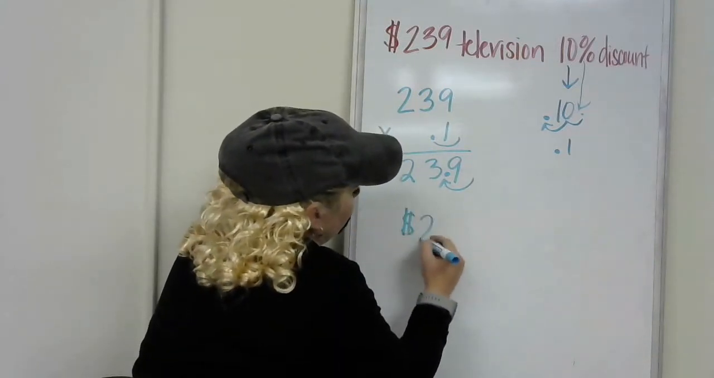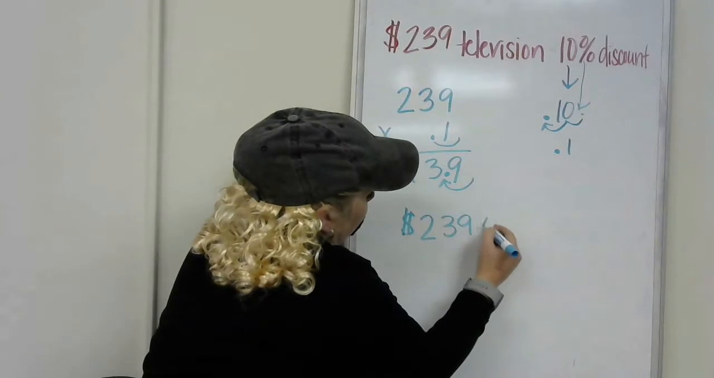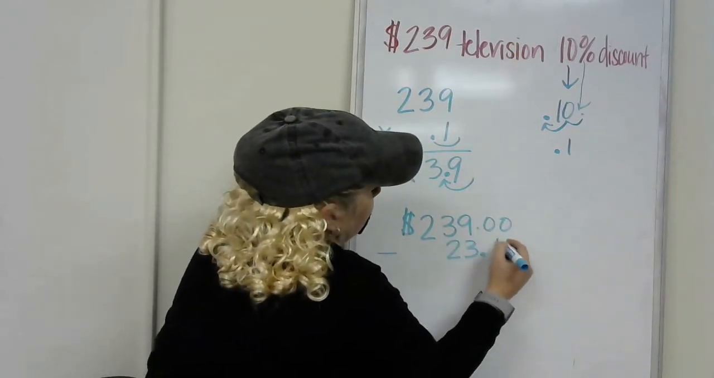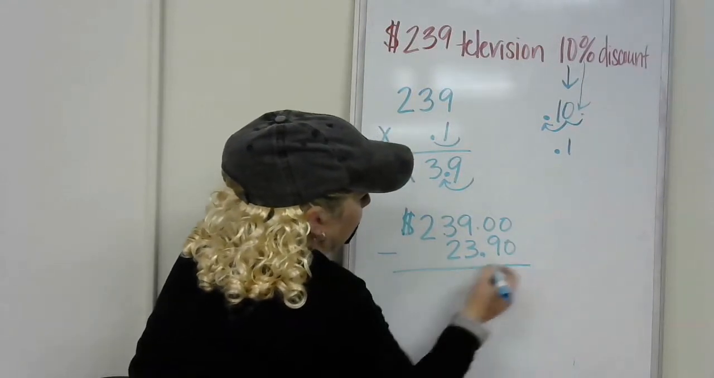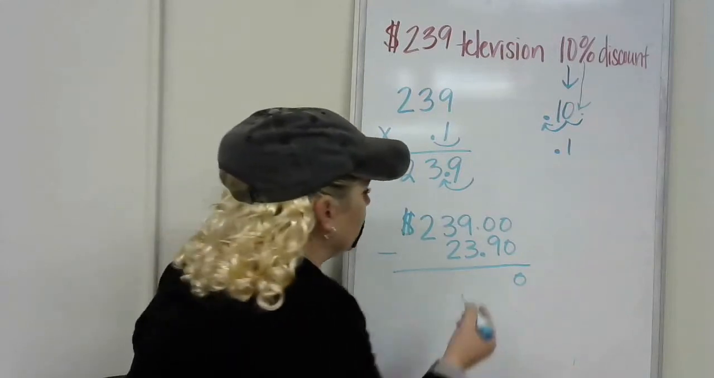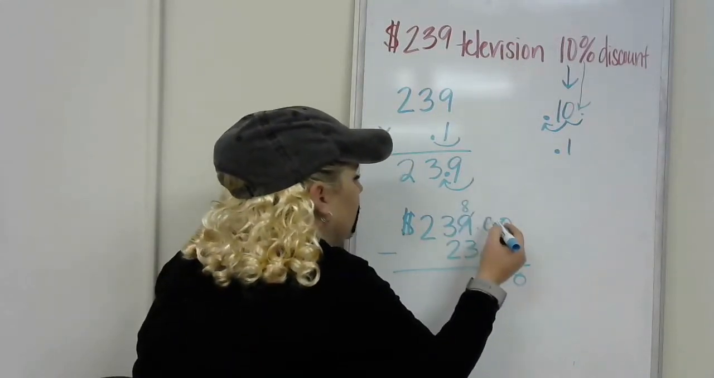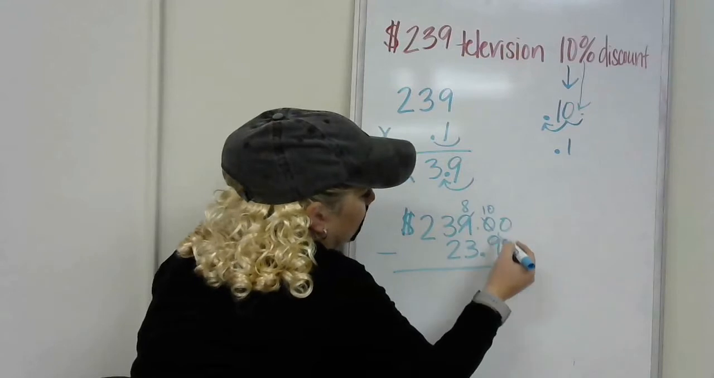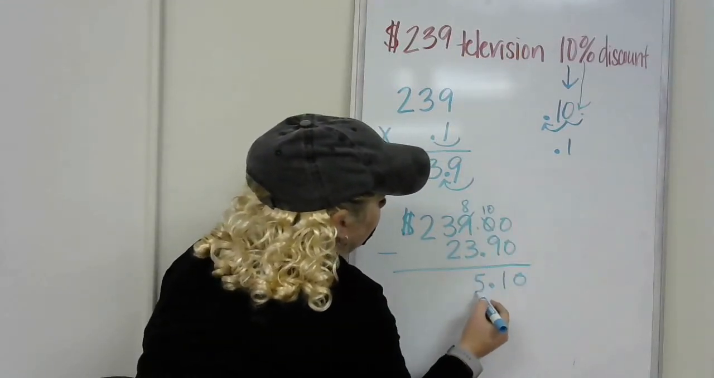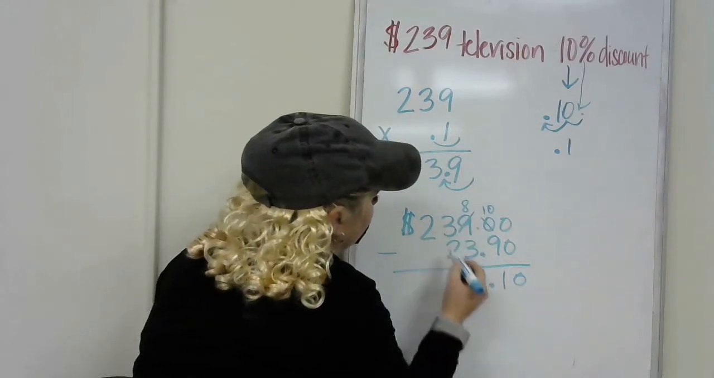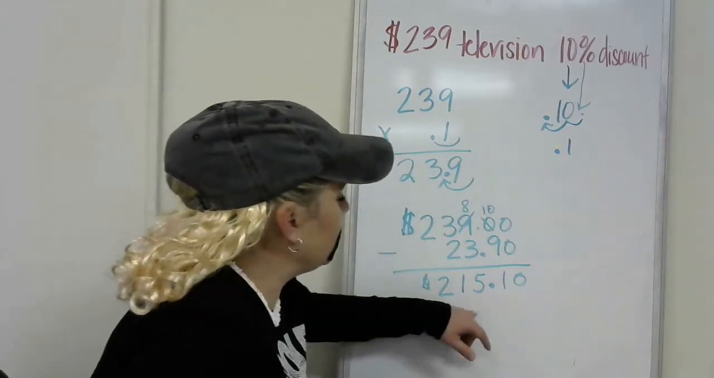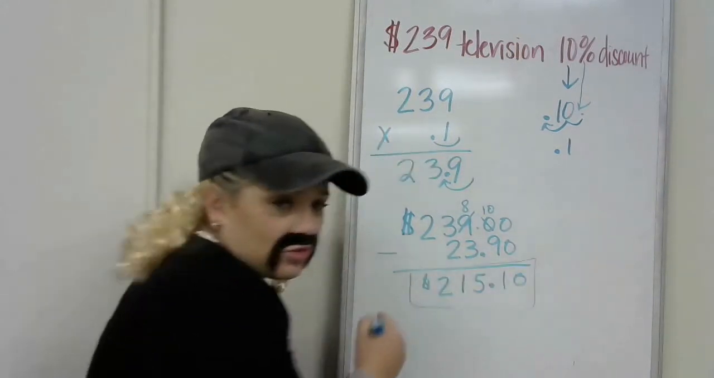So we got $239, we're subtracting $23.90. Okay? 0 minus 0 is 0. Oh, there is more on that floor. I got to go next door and get 10 more. That becomes an 8. This now becomes 10. 10 minus 9 is 1. 8 minus 3 is 5. 3 minus 2 is 1. And 2 minus nothing is 2. So now we have $215.10. That's how much it's going to cost.